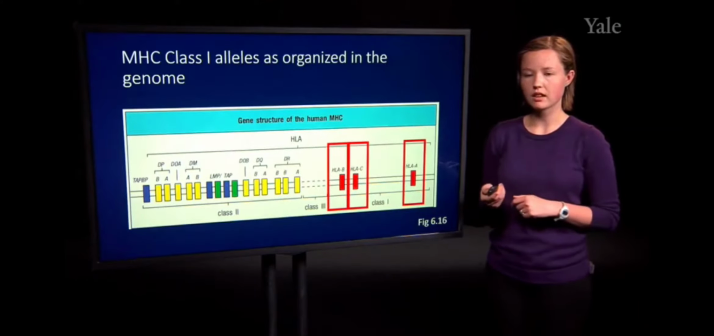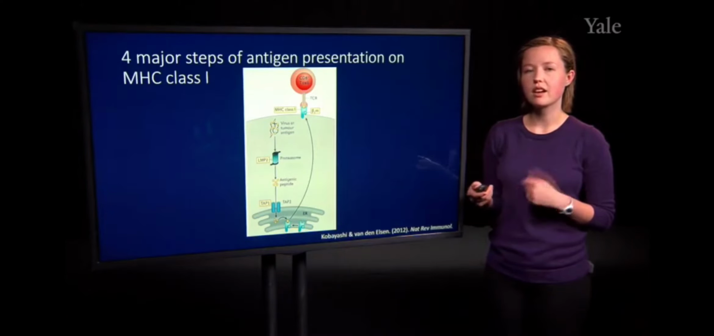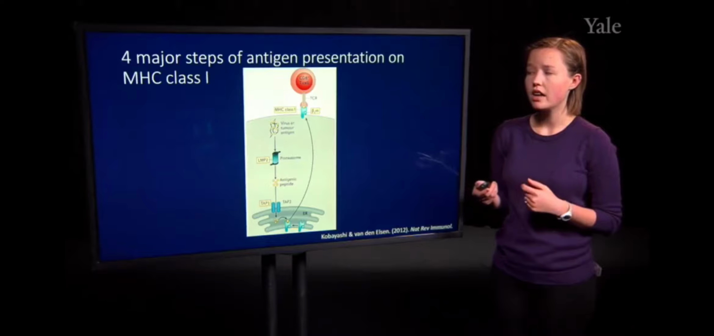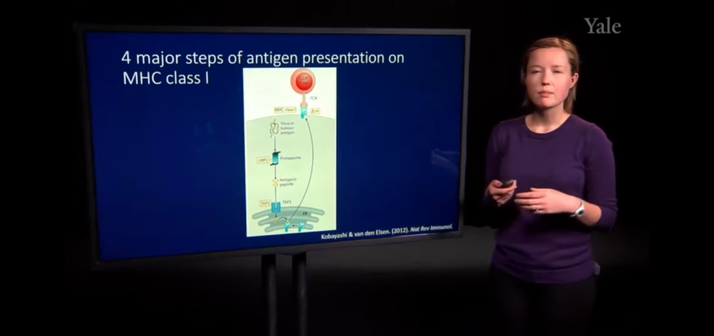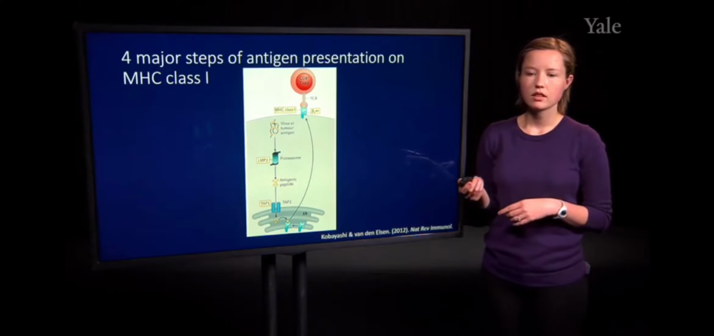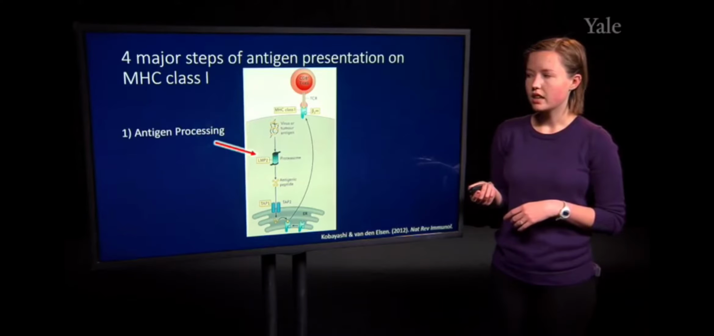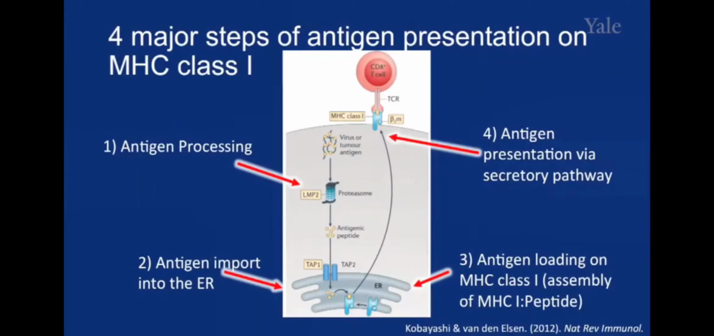So when we look at this process of antigen presentation on MHC Class 1, I think that it's best to characterize this in 4 different steps, which we will go into in more detail. So the first step is antigen processing. This is the way of actually forming the peptides, and this will happen in the context of the cytosol.